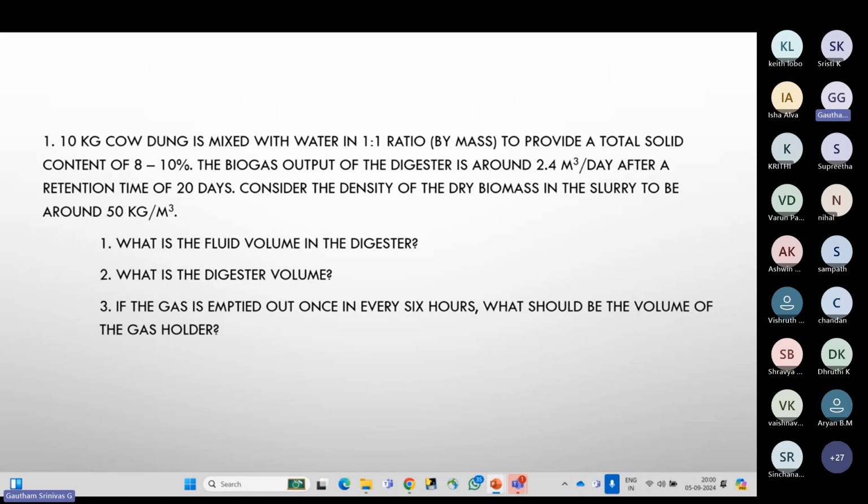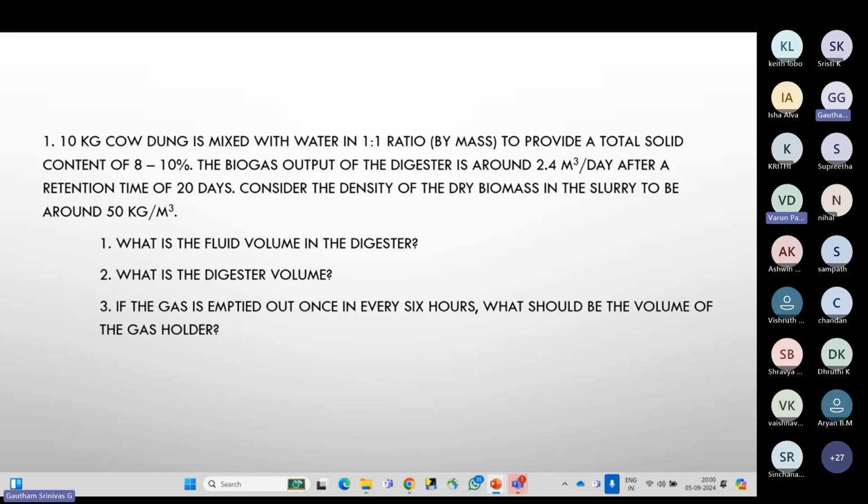I've given you the formula. How to do this, right? So the fluid volume in the digester is given by Vf equal to m by rho, where m is the mass and rho is the density of the dry material. It should be the total mass actually, not the mass of the dry material, but yeah, go ahead. Total mass by the density of the dry material. Yes.